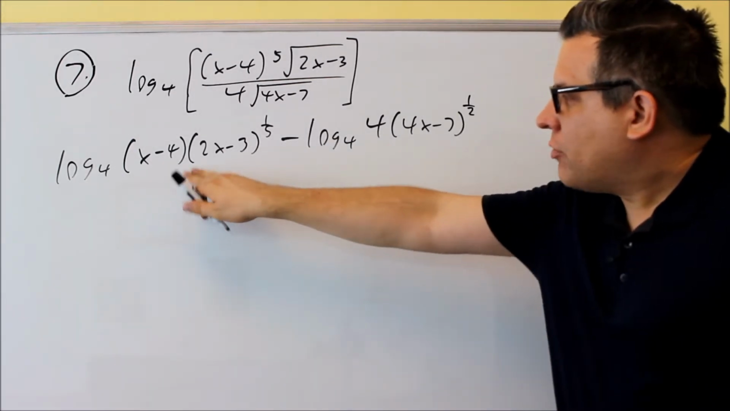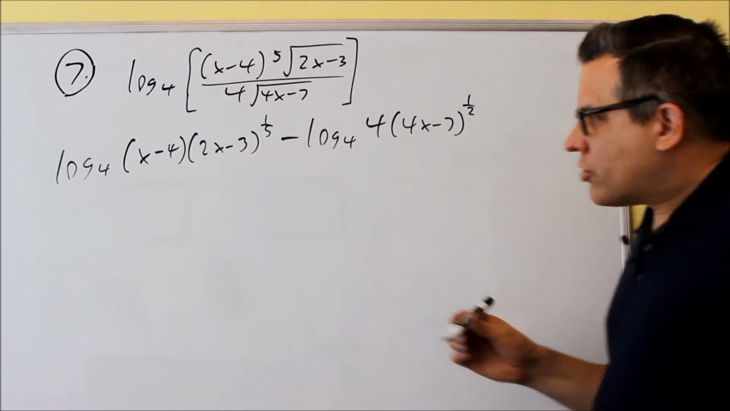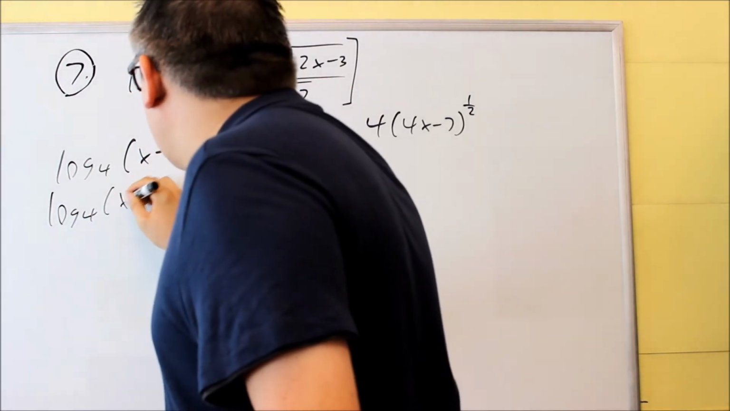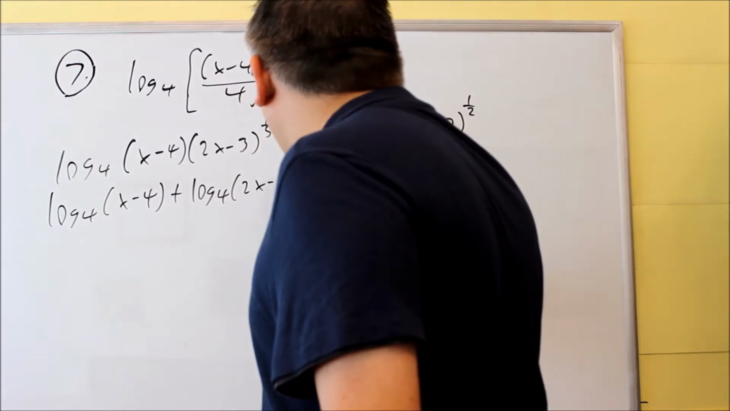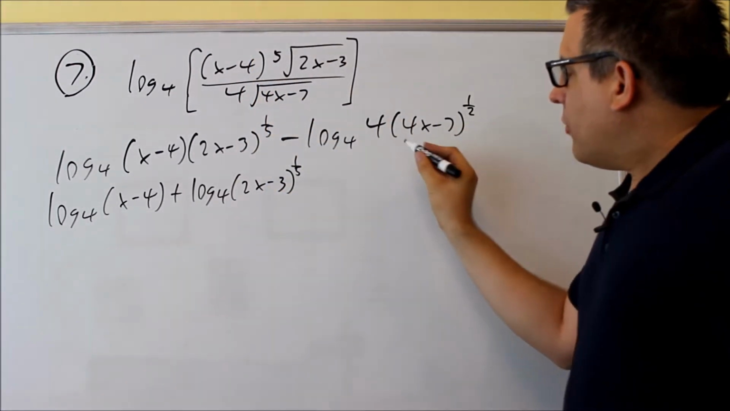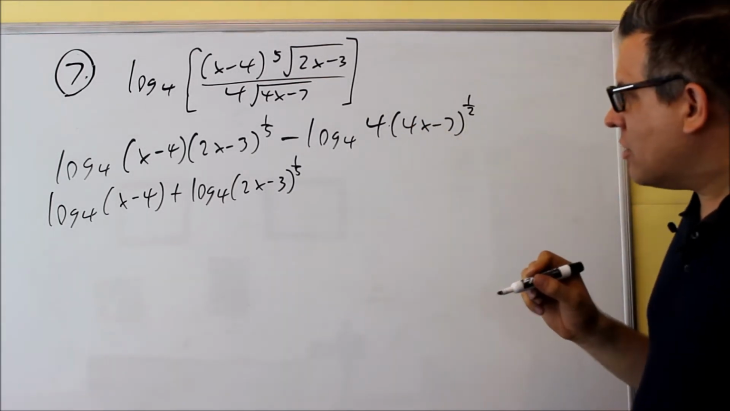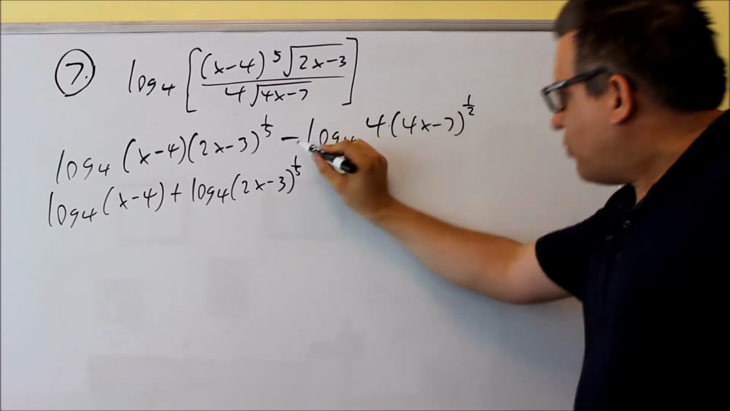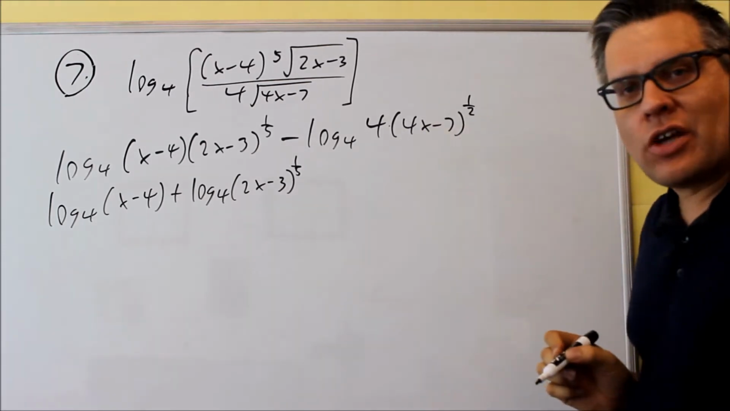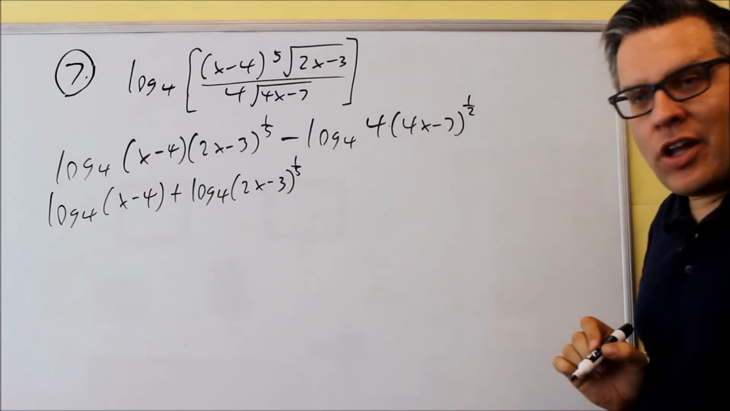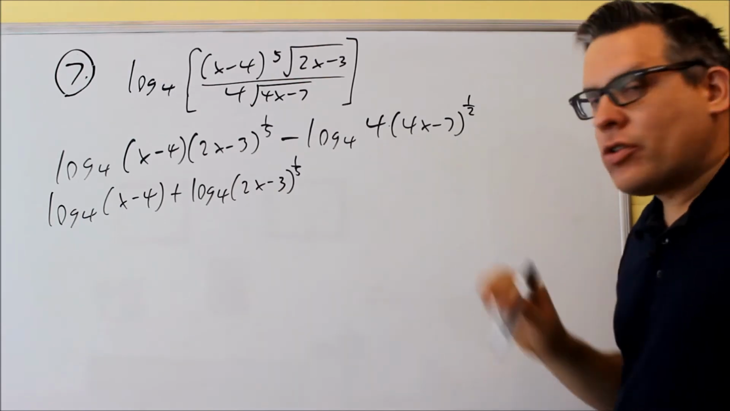Now we have other things that we can break up. This one right here, whenever you have two things being multiplied together, you want to turn it into addition. Okay, so I have log 4 of x minus 4 plus log 4 of 2x minus 3 to the 1/5 power. Now this part, notice I have two things multiplied together as well. A common mistake is I'll see people take the 1/2 and put it down in front of the log. That's incorrect because that only works if you have one thing inside. This is technically two things multiplied together. So even though you have a number here, you don't always have to have two variables to separate it. You can do that with numbers also.